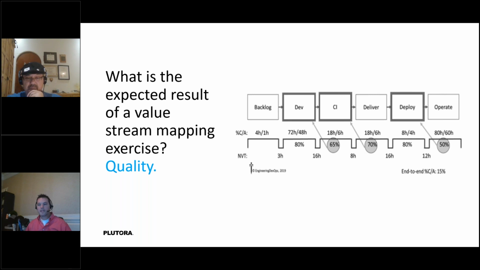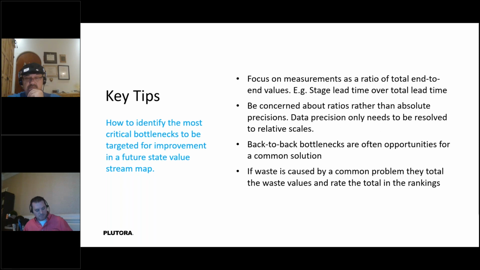You bet. Well, give us some key tips. As you've done this, give us some wisdom. Yeah, I alluded to some of that as I went along. The most important thing is, don't just look at the individual numbers, look at them as a ratio of the end-to-end values, because you're really trying to optimize end-to-end flow, not just an individual stage. So give priority in your solutions to things that have a high impact end-to-end.